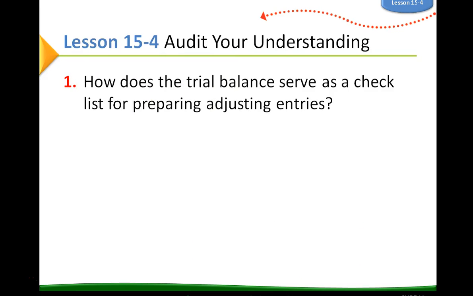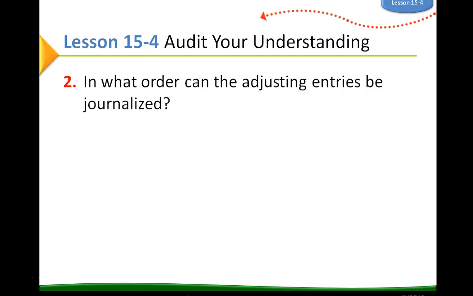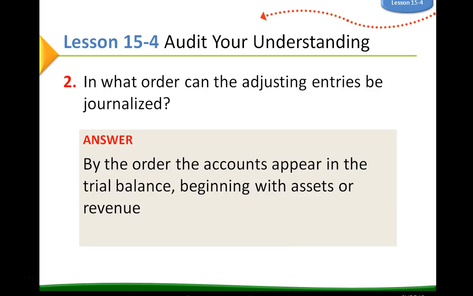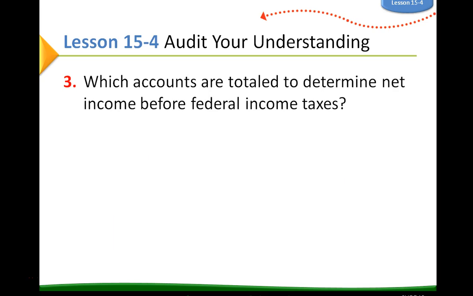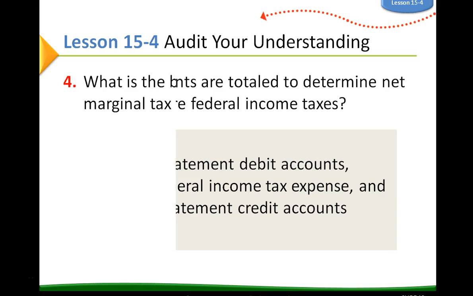How does the trial balance serve as a checklist for preparing adjusting entries? A business can examine each account to determine if the account needs adjustment. In what order can the adjusting entries be journalized? By the order the accounts appear in the trial balance, beginning with assets or revenue. So from top down or bottom up. Which accounts are totaled to determine net income before federal income taxes? All income statement debit accounts excluding federal income tax expense and all income statement credit accounts.